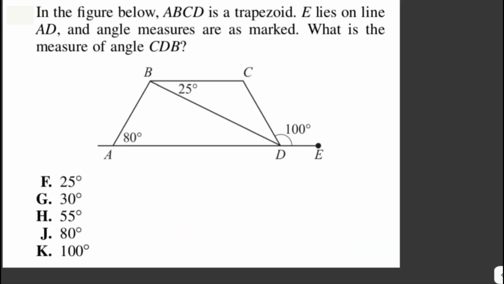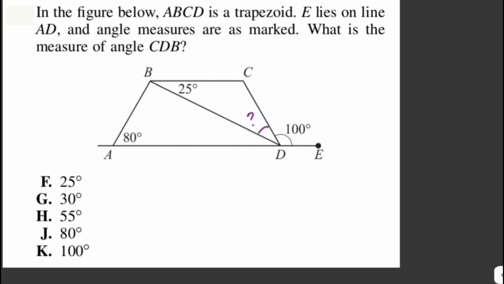In the figure below, ABCD is a trapezoid. E lies on line AD, and angle measures are as marked. What is the measure of angle CDB? So we need to find this angle here.